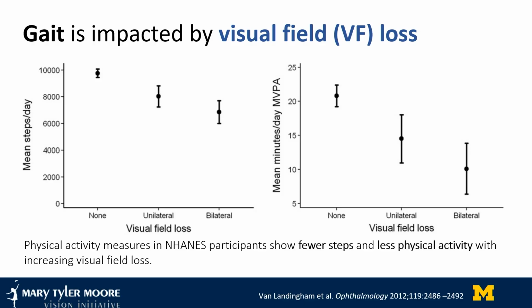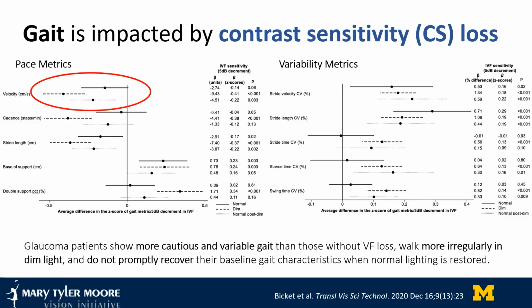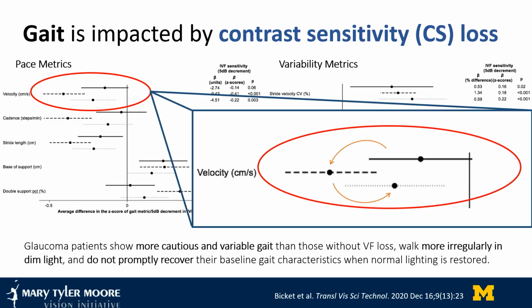Data from the National Health and Nutrition Examination Survey showed that increasing visual field loss was associated with reduced physical activity. And in our own work, we've shown that glaucoma patients, for whom loss of contrast sensitivity is an important, if often undermeasured, disease feature, not only walk differently, but cannot adapt their walking to changes in the visual environment, like lighting.